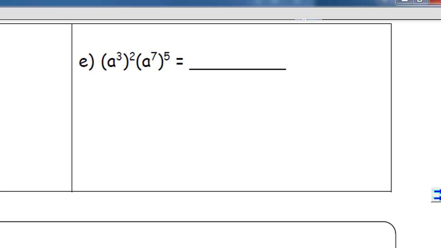All right, so for E, we get a to the 6th times a to the 35th. Now we add those exponents since we're multiplying these bases. So we get a to the 41st. Okay, how many people got that? Okay, good. Questions about that? Okay.